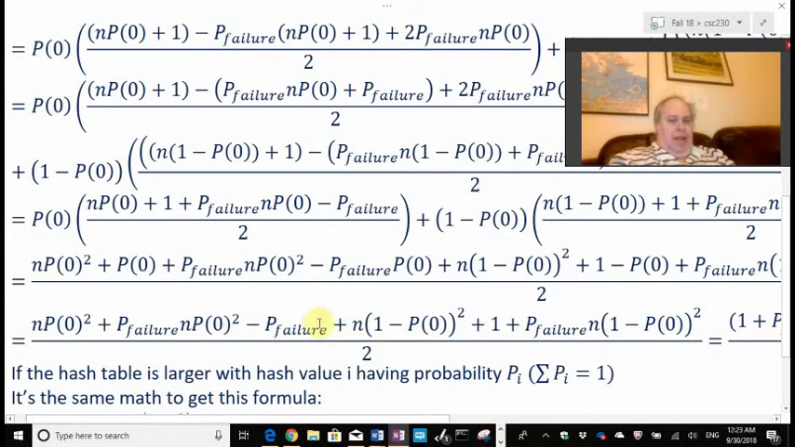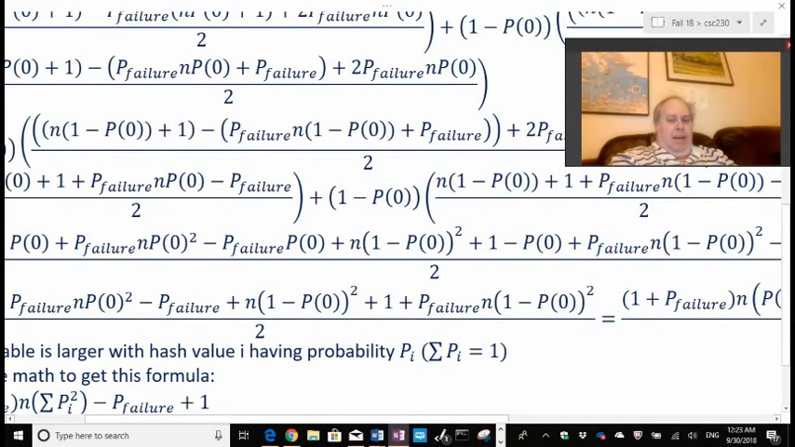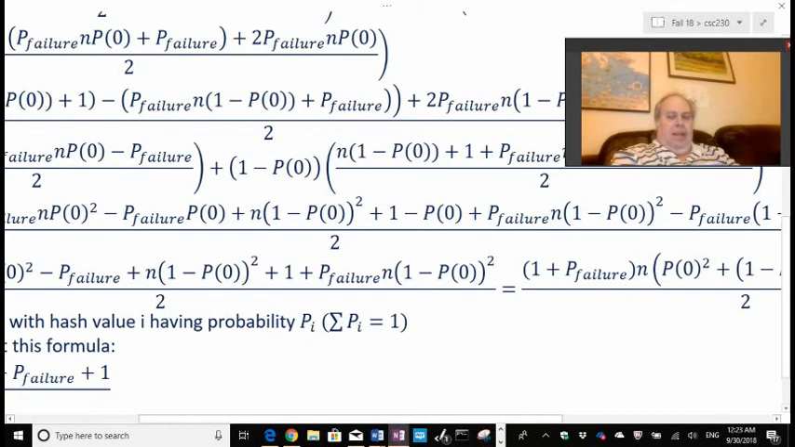Okay, so like I said, we're just taking this 1 minus P of 0 and canceling out the P of 0s, and this came to n minus nP of 0 plus this P of 0 cancels out. It becomes P of failure nP of 0 squared minus P of failure plus n 1 minus P of 0 squared plus 1, that's this 1, plus P of failure of 1 minus P of 0 squared.